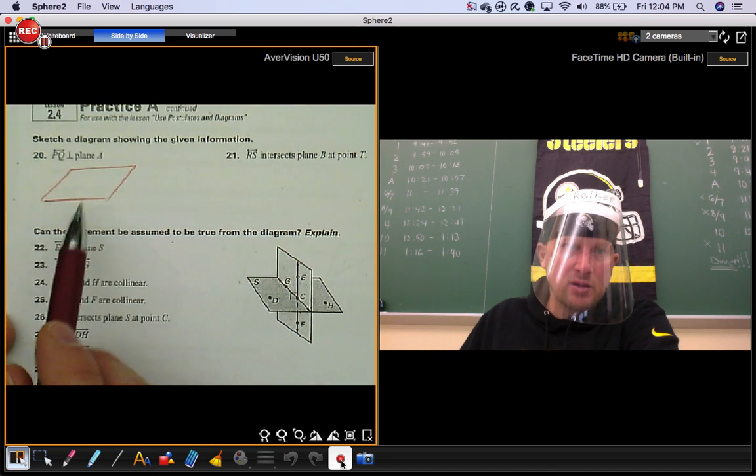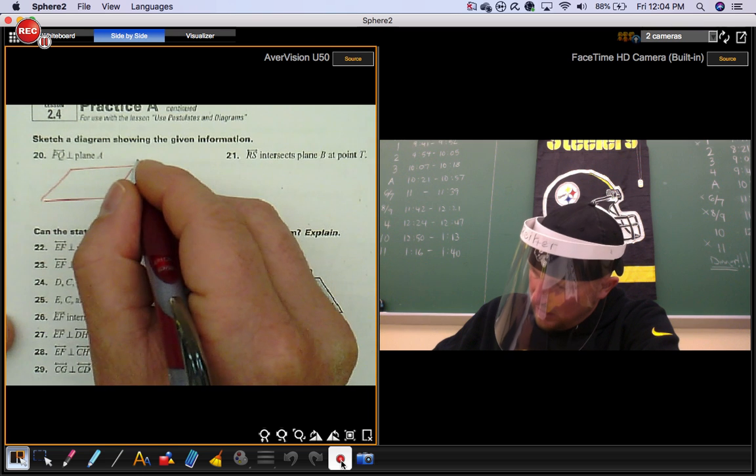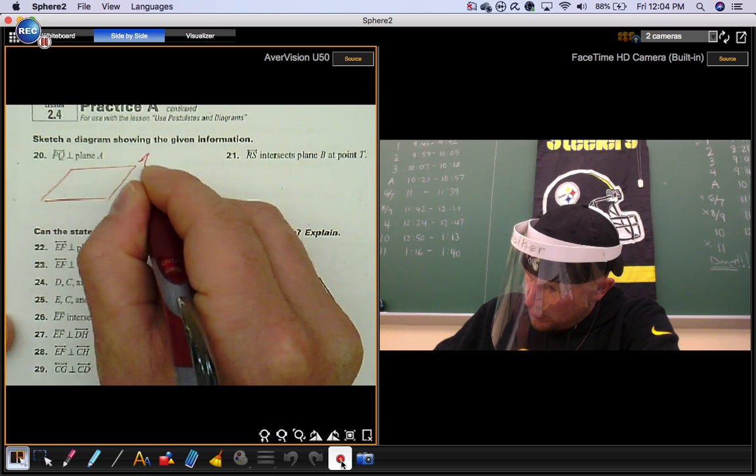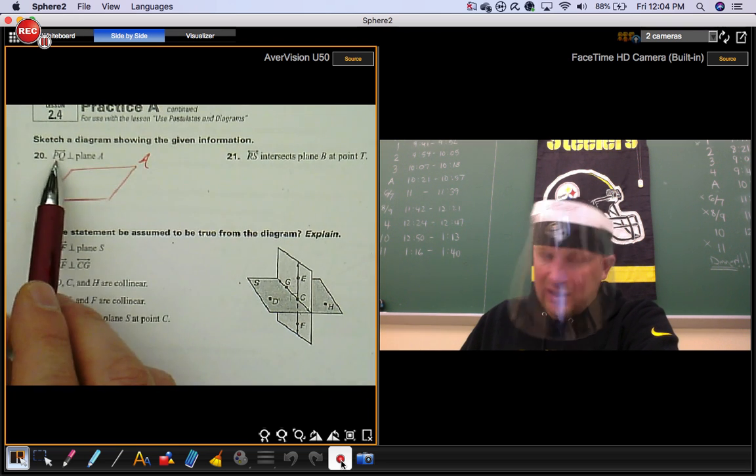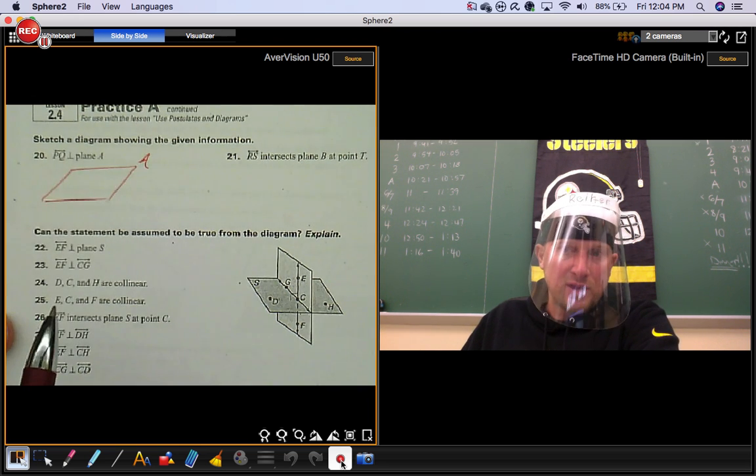So here's my plane, and they want you to name that plane A. So it should be like a fancier A. That way you don't think it's a point. That's my plane. Now we have a line that is going to be perpendicular to that plane.